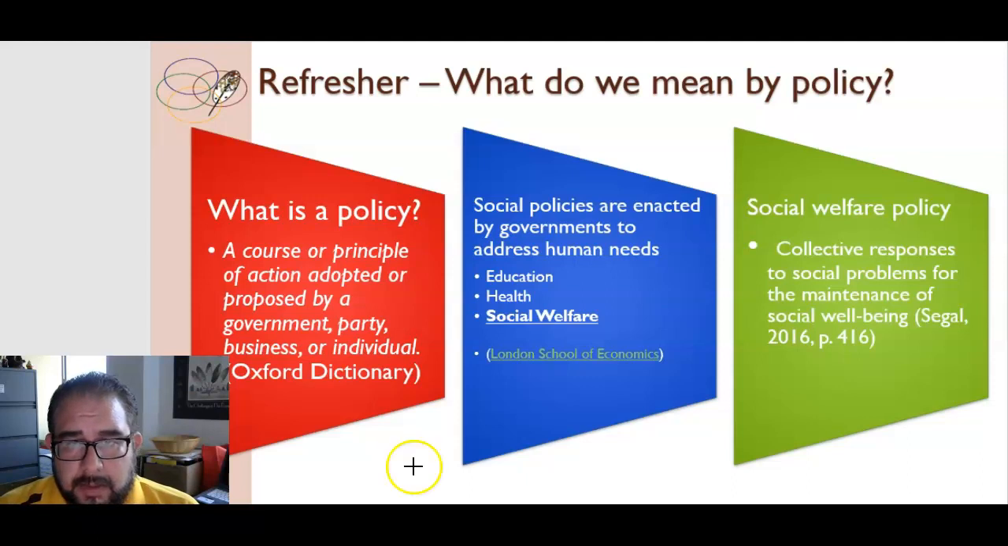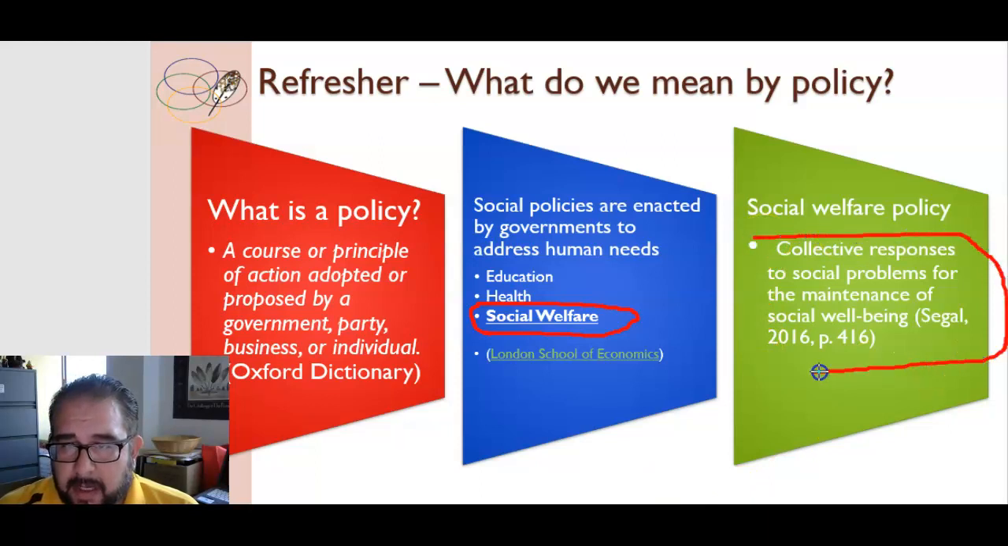And so social policies are enacted by governments to address human needs. So three common areas are education, health, and what we're focusing on in this class is social welfare. And social welfare policy are the collective responses to social problems for the maintenance of social well-being. So it's definitely thinking about the broader society when we're thinking about social welfare policy.